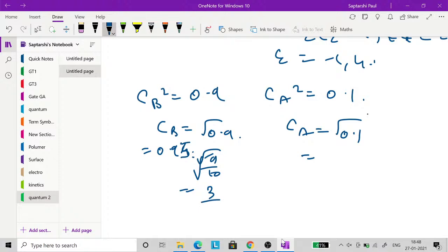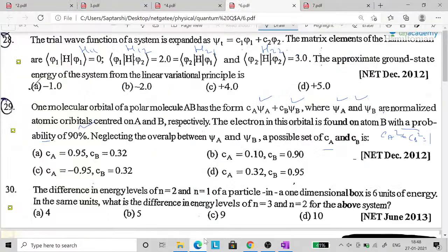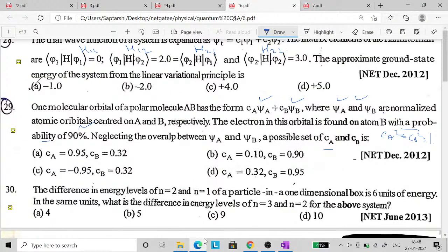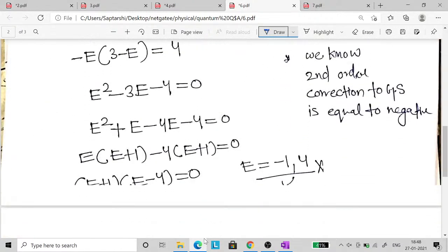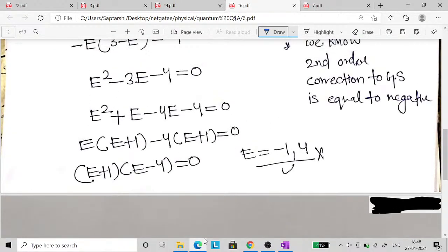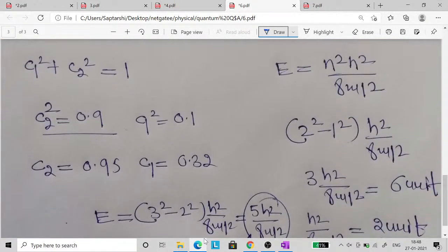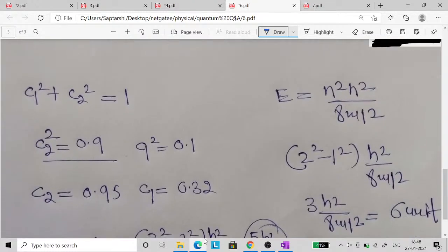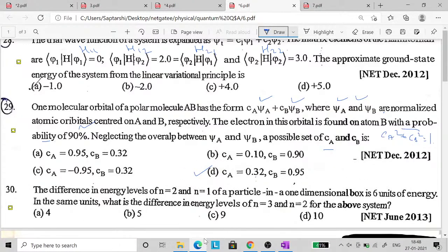This is 0.316. So let me see if I have done it correctly or not. 0.95, 0.316, D is the answer, right? Got it. Yeah, that's the right answer. Done.